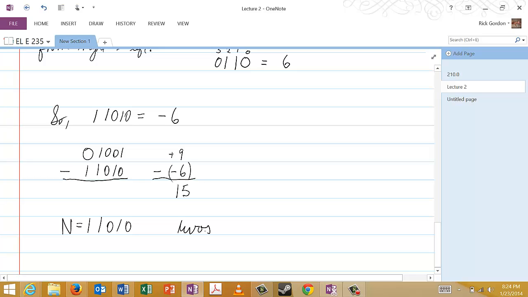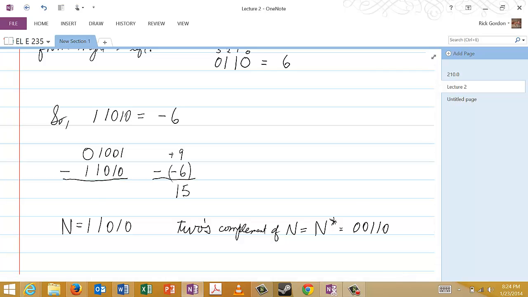The book uses the following notation: the 2's complement of n is denoted as n star. And again, the way that you get that is moving from right to left and complementing everything to the left of that first one encountered. So we would get 0, 0, 1, 1, 0. Okay?